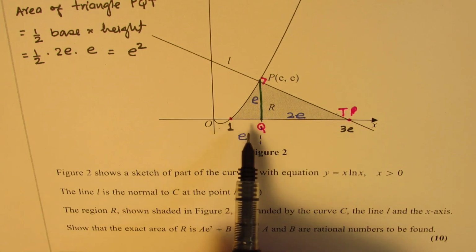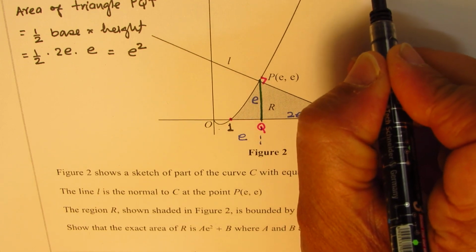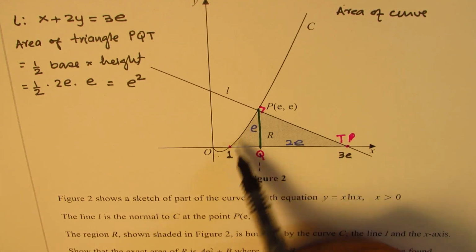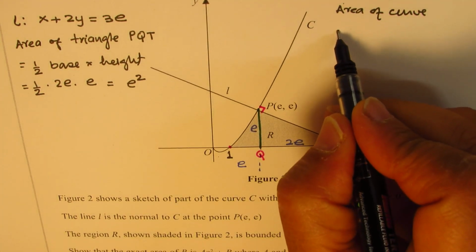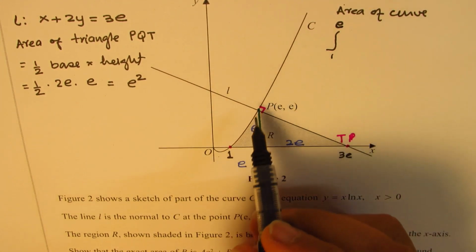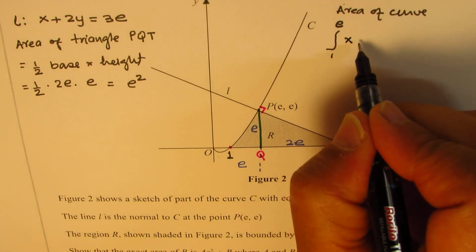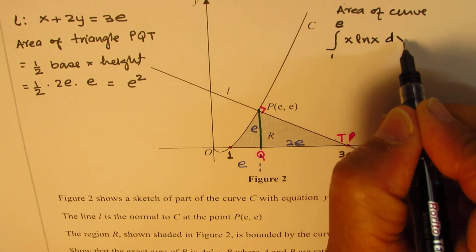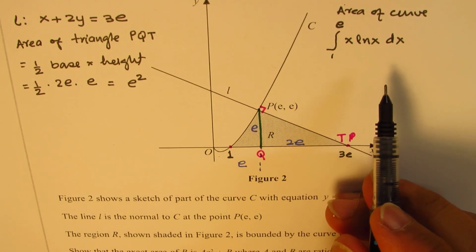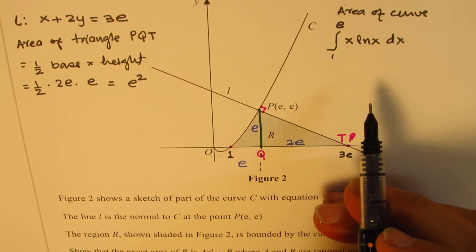So now we need to find the area under the curve. Let me write it down here. So let's calculate the area under this curve, which will basically be the integral from 1 to e under the curve C, whose equation is x ln x, right? So the integral of x ln x dx. We need to figure out this area. Now we can do this using partial fractions. So we'll use that formula, integration by parts.